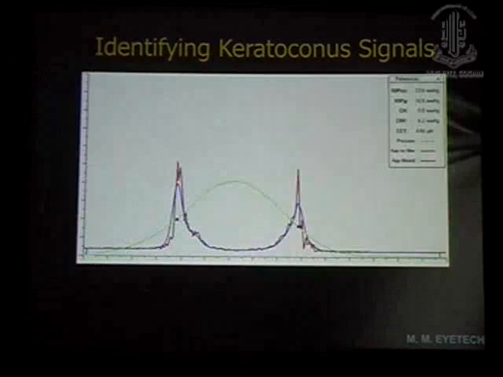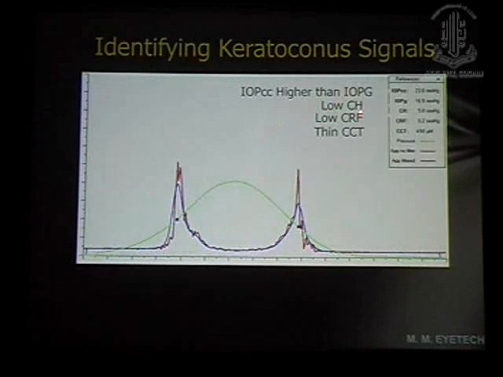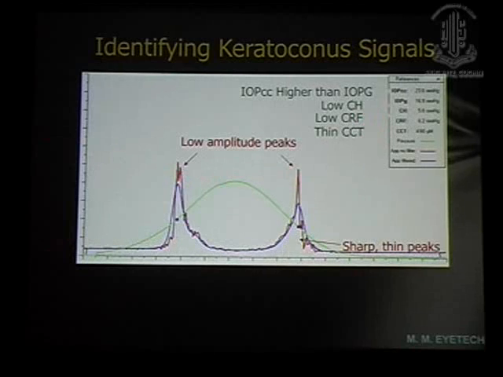When we look at keratoconus, see what happens. The whole thing gets truncated. The IOP-CC is higher than the IOP-G. There are low CH and CRF values. There are low amplitude peaks. There are sharp thin peaks, like a bounce in the signal as it comes down to the bottom. The signal here is showing that same bounce that I'm talking about, and it's also very noisy. That means there's a lot of flutter in this cornea.